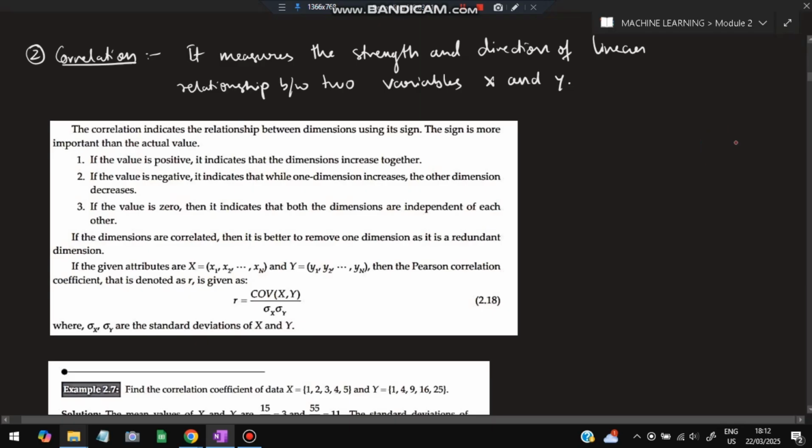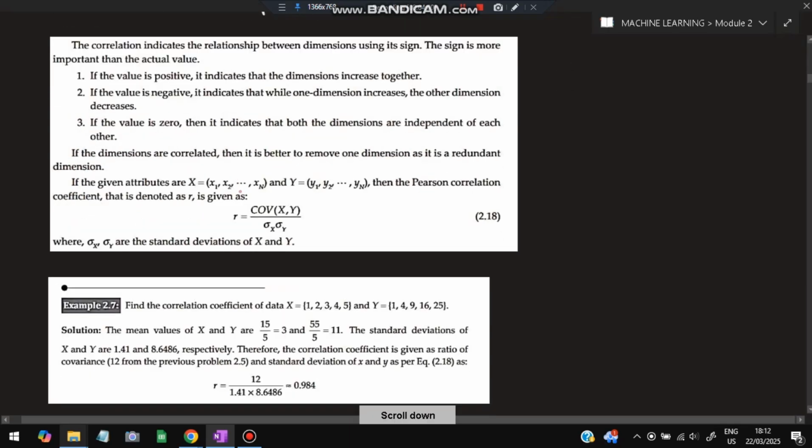And the other case is where, whether you add or subtract, increase or decrease, the other one will not change. That is independent. Okay, so three things are there. If the value is positive, both things increase. If it is negative, one is increasing and the other is decreasing. And if it is zero, whether it is increasing or decreasing, it doesn't matter, the other one will be independent of it.